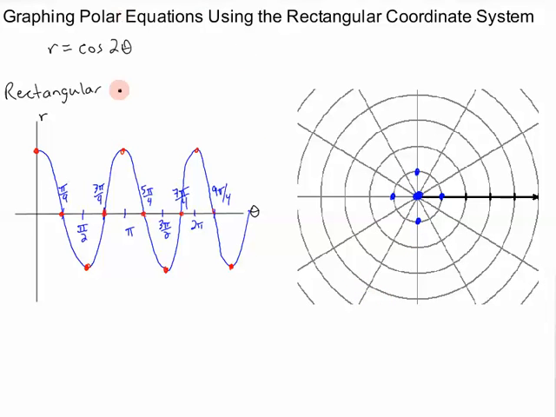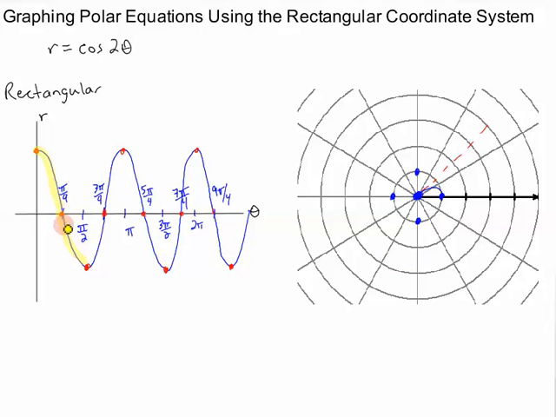Now let's start looking at the pattern in between. When theta goes from 0 to pi over 4, r decreases from 1 up here down to 0. So on our graph, when theta goes from 0 to pi over 4, let me draw in the pi over 4 again. That's right here. r decreases from 1 down to 0. What does that mean here? That means r decreases from 1 down to 0, and you get that.